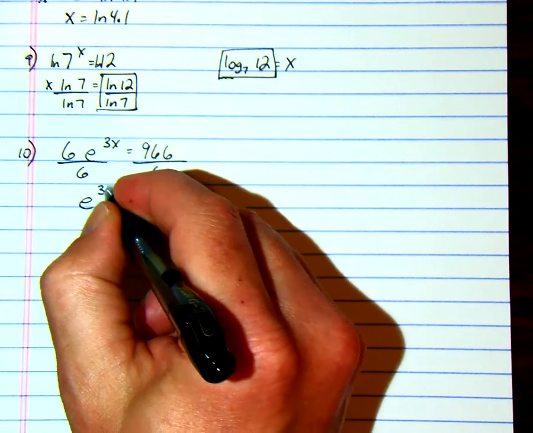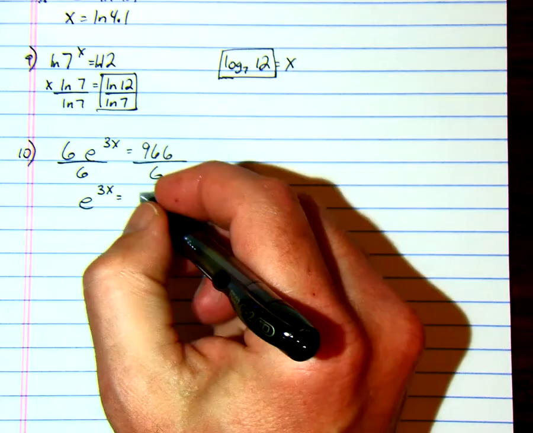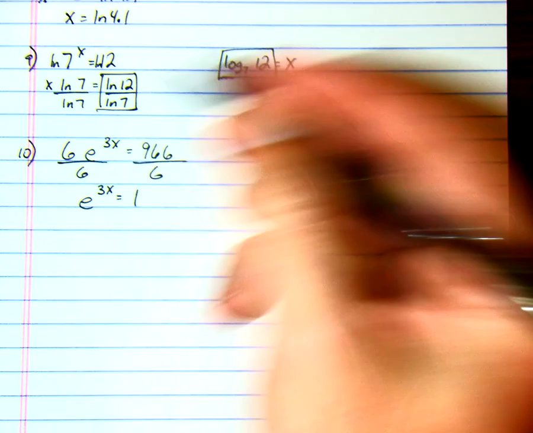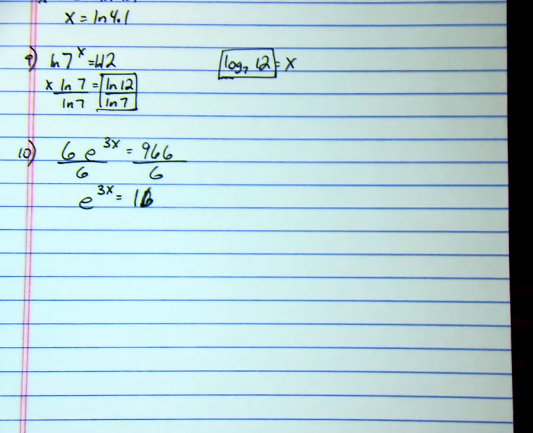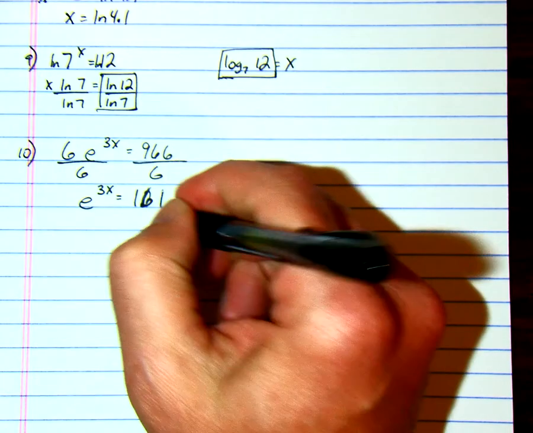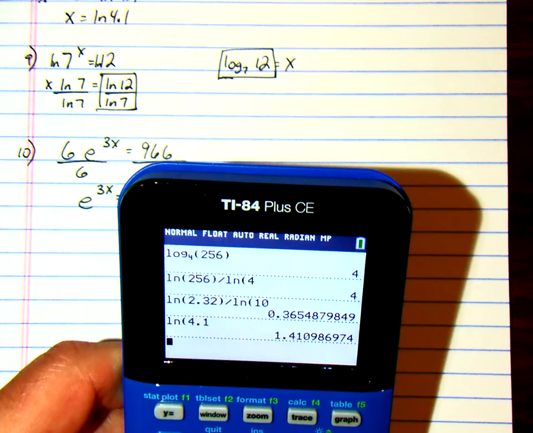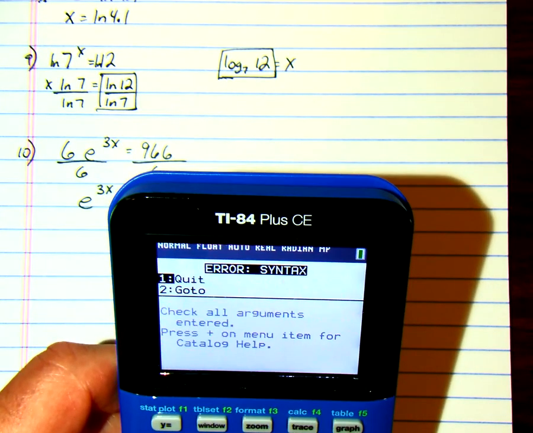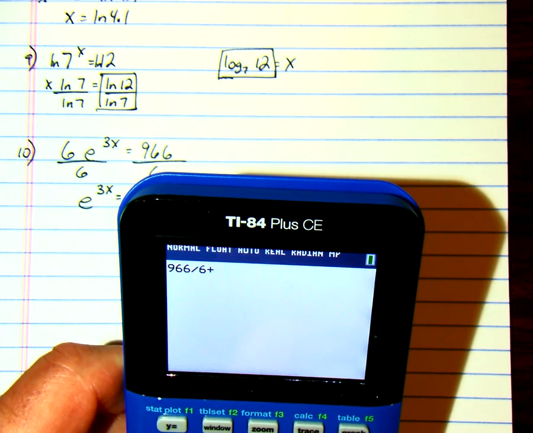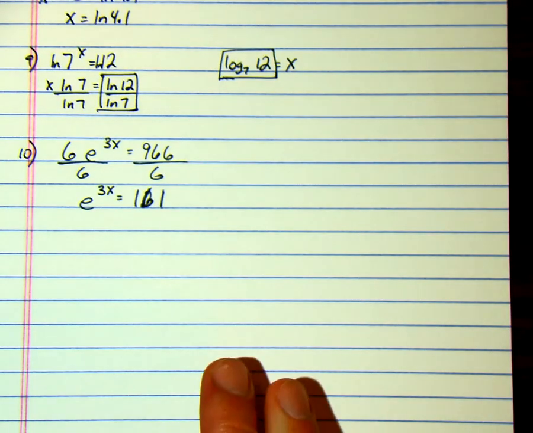So we have e to the 3x, and then we're going to divide that by 6. 6 goes into 9 once with 3 left over. 6 goes into 36 six times. 6 goes into 6 once. Because I feel like I botched that, we're going to verify. 966 divided by 6 is 161. All right, I got it right.